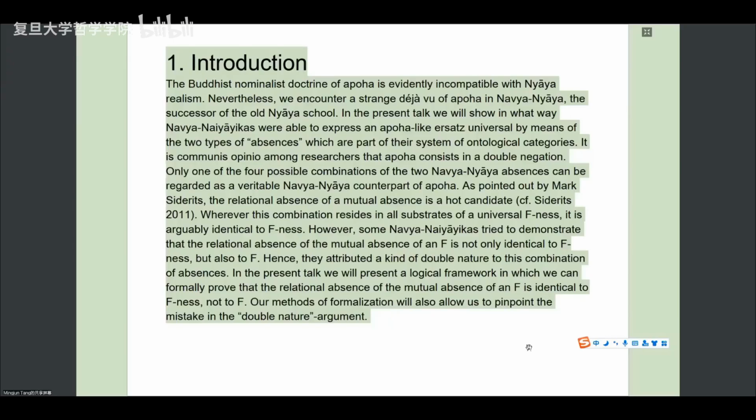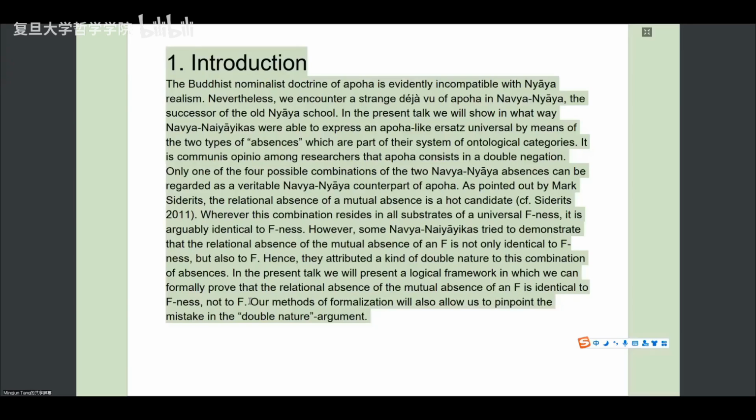And in my talk now, I will try to give you a very formal framework in which we can prove that the absence of the difference from an F is actually F-ness and not F. It cannot be both. Otherwise, F-ness would be F, and that would be a total disaster. Then you would have something like potness is a pot. This cannot happen. So both cannot be true. Only one can be true. And it's actually the identity, the absence of the difference from an F is F-ness.